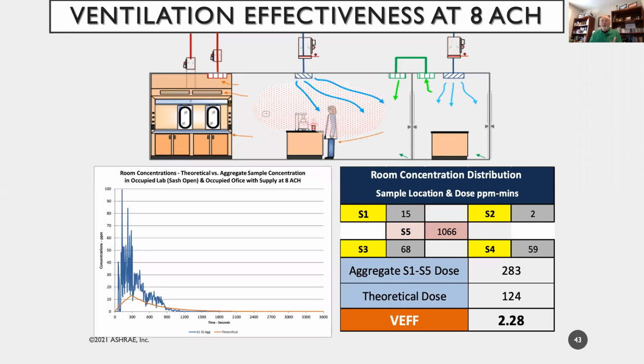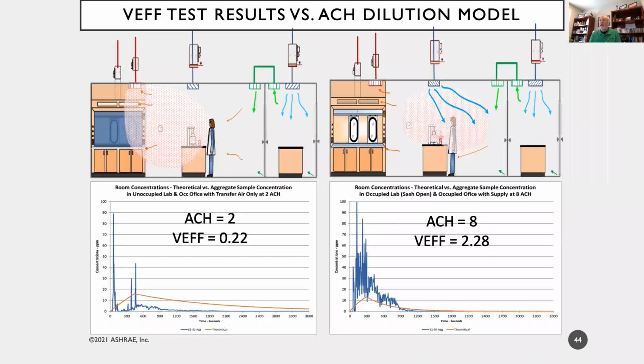So by virtue of putting more air in the room, the way it was laid out, it now puts the air down. It eventually goes over to the hood, but it increases the concentration in the breathing zone of the lab worker. And so the dose is higher and the effectiveness is less. And in fact, one could argue that the ventilation effectiveness with 2 air changes is 10 times better than 8 air changes. And you'd think, oh no, it's the other way around. More air is better. Well, no, it's not.